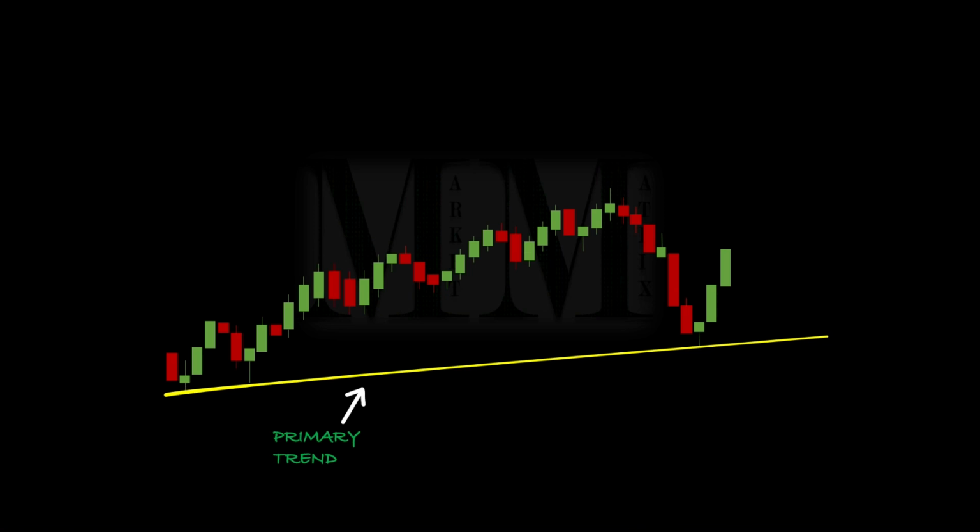What we can also see is this trend over here. This is considered the secondary trend. So it's the trend within the trend, the most obvious trend within the trend. And then we see these little pullbacks over here.